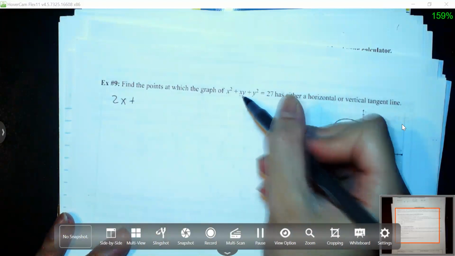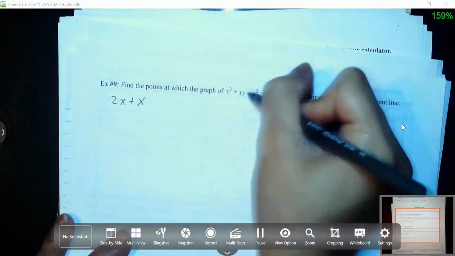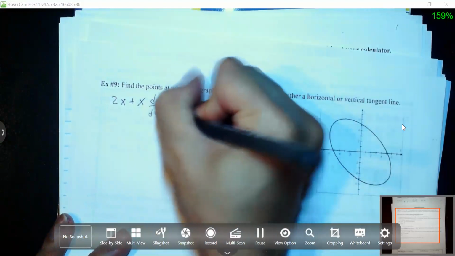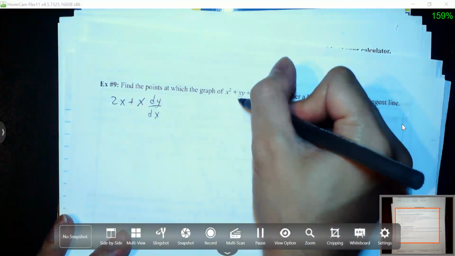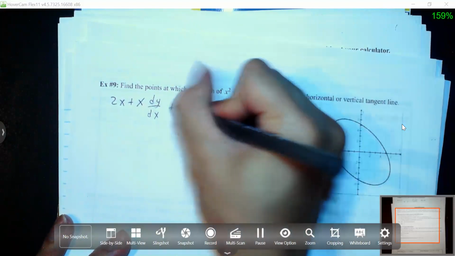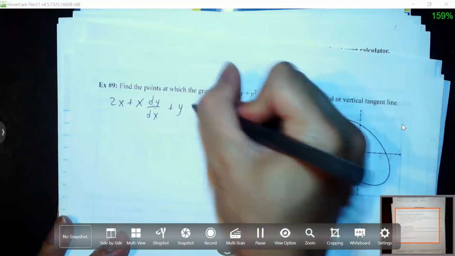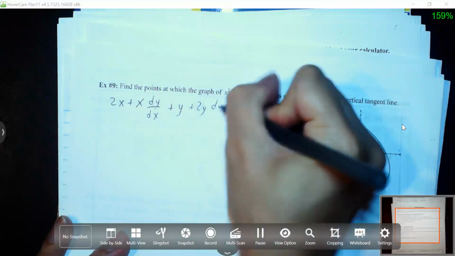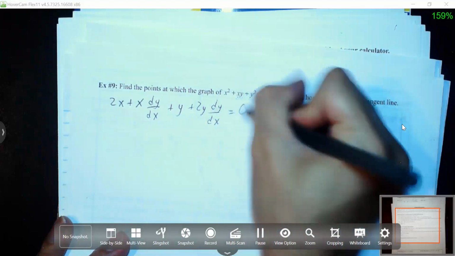So this is going to be 2x, the derivative of xy, so it's first times the derivative of the second, so it's x times the derivative of y, dy over dx, plus the second, which is y, times the derivative of the first. The derivative of x is just 1, so I'm left with just y. The derivative of y squared is 2y dy over dx, and the derivative of 27 is 0.